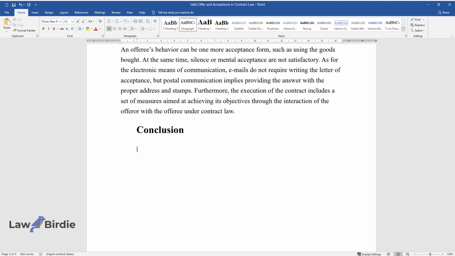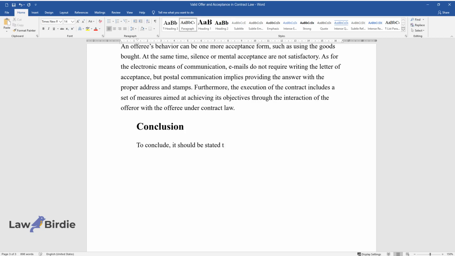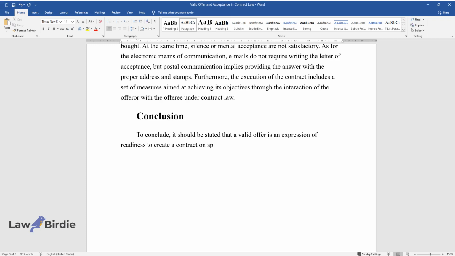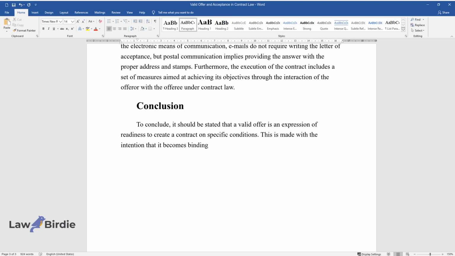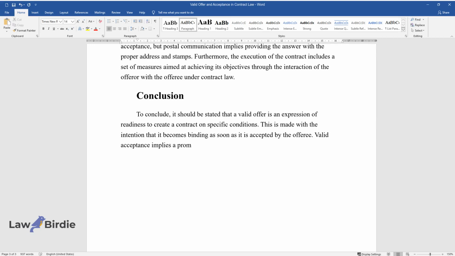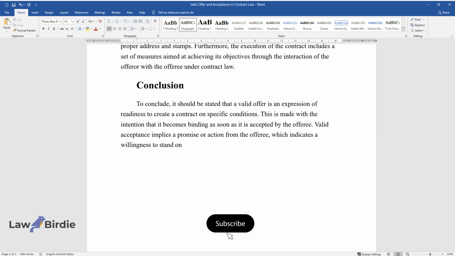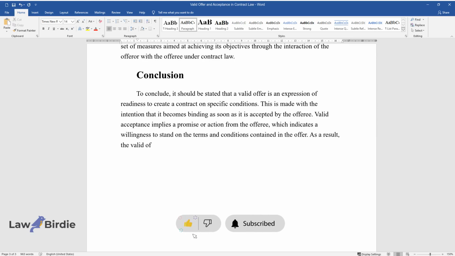Conclusion. To conclude, it should be stated that a valid offer is an expression of readiness to create a contract on specific conditions. This is made with the intention that it becomes binding as soon as it is accepted by the offeree. Valid acceptance implies a promise or action from the offeree, which indicates a willingness to stand on the terms and conditions contained in the offer. As a result, the valid offer and acceptance allow for forming a contract.